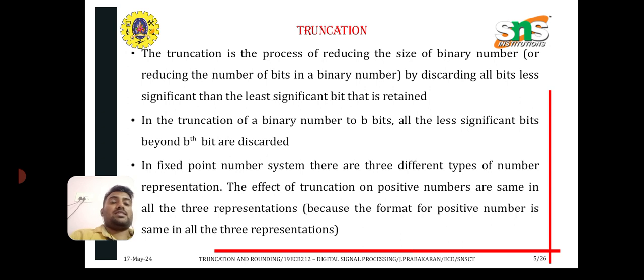Truncation is the process of reducing the size of a binary number by discarding all bits less significant than the least significant bit that is retained. In the truncation of a binary number to b bits, all the less significant bits beyond the bth bit are discarded. In the fixed point number system, there are three different types of number representation. The effect of truncation on positive numbers is the same in all three representations, that is, sign magnitude, one's complement and two's complement.